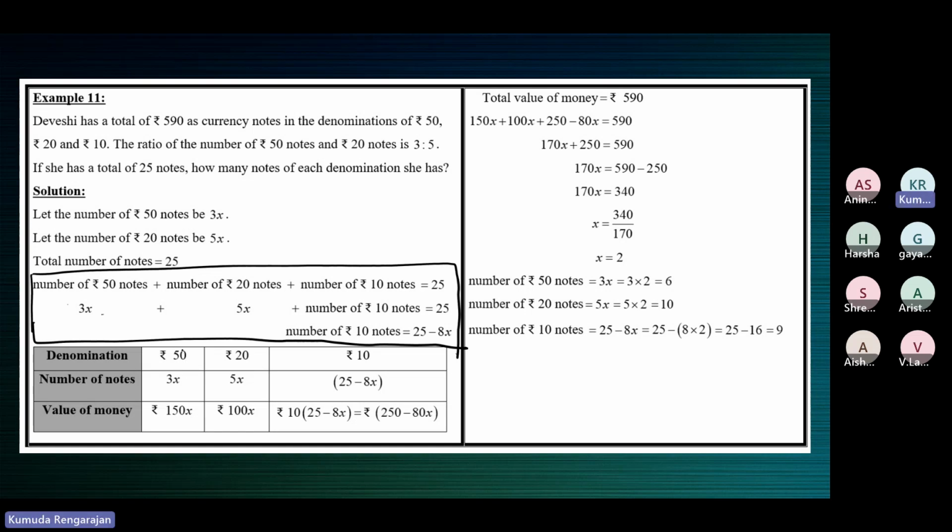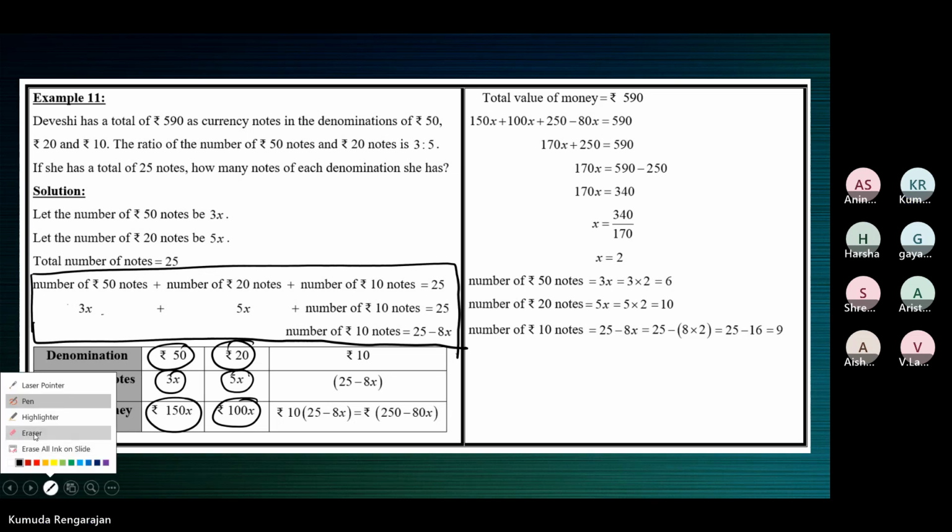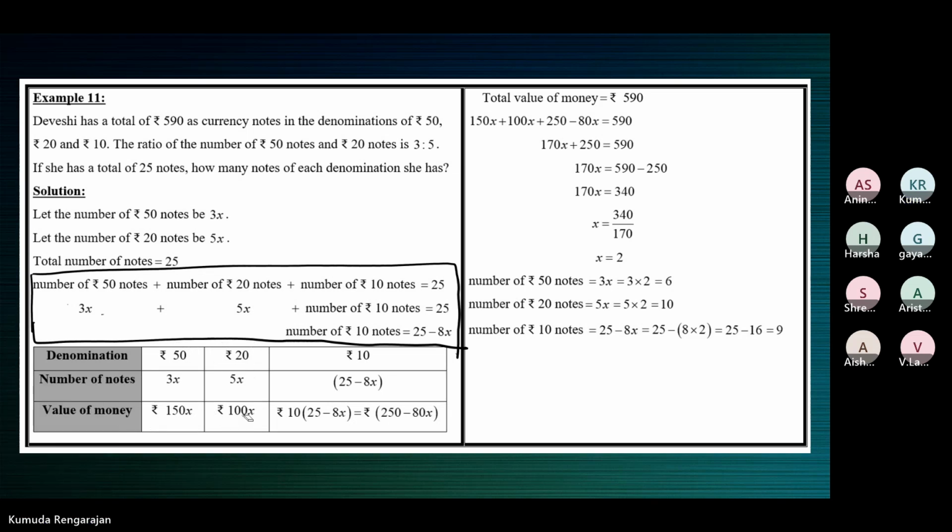So I've written it like this. This is the denomination, 50 rupees. How many notes? 3x. And this is the value of money. 20 rupee notes, number of notes, and this is the value of money, like that. Yeah, please write down, children.